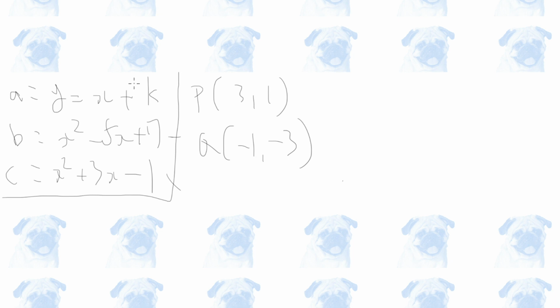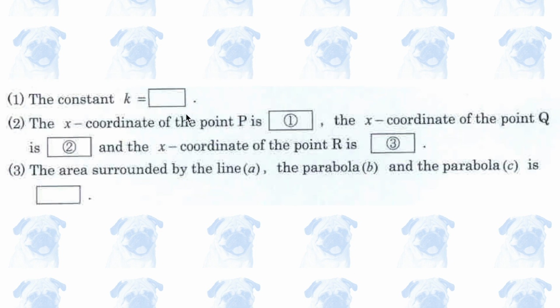So to find the value of k, we just have to substitute these values into this equation. 1 equals 3 plus k, that means k is equal to minus 2. So let's rewrite this equation, y equals x minus 2. And we actually solve the next question except for the x-coordinate of the point R.